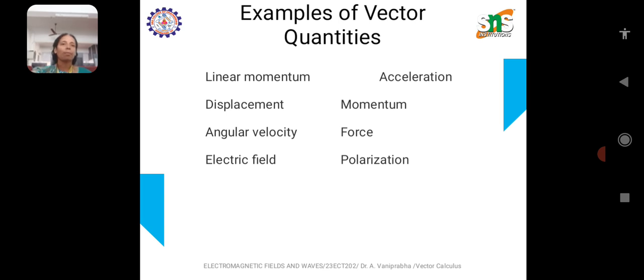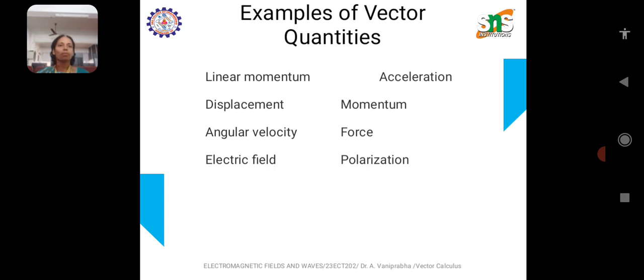So next are examples of vector quantities. What are the examples? So linear momentum. We know what momentum is. Momentum completely depends upon the mass of an object. For example, a moving truck has more momentum than a bicycle. We can understand the structure of a bicycle and a truck. Bicycle is very small and the truck is huge in size. So the moving truck will have more momentum than a bicycle.